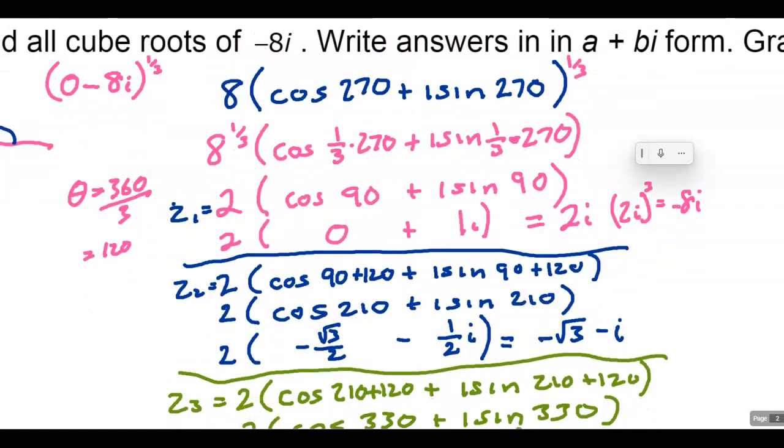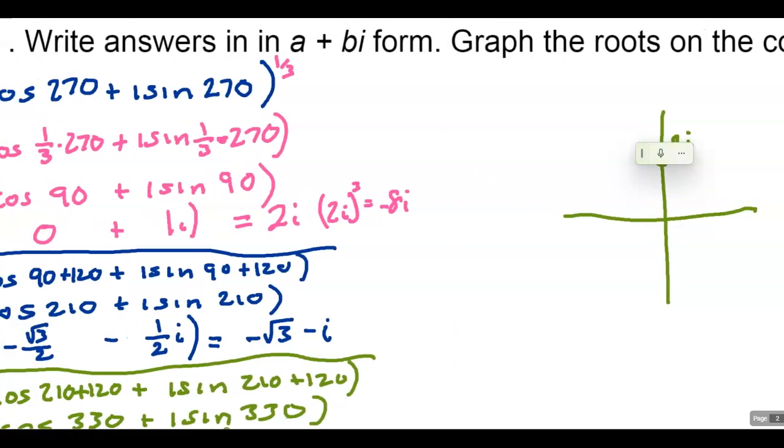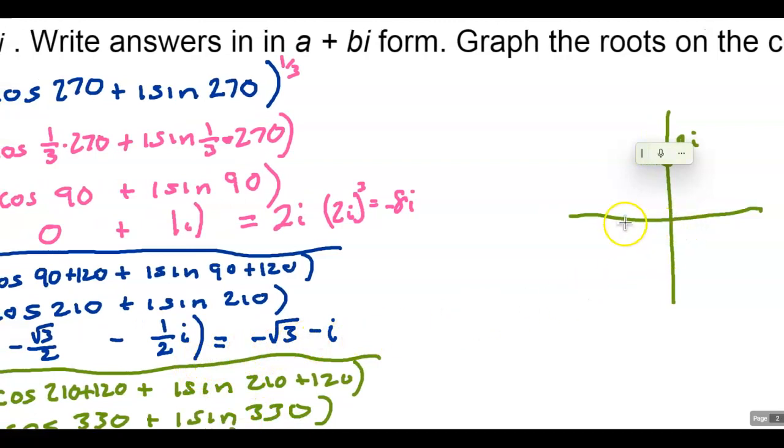Now our directions do say to graph on a complex plane. Okay, so we can go over here, and we're just estimating. Okay, so let's say this is 2i right here. That's our first solution. Right, and then we have negative root 3, negative 1 is down here. That's the next one. And then our third one was just positive root 3 minus i, so that puts it right here. Okay. So that's just a rough sketch of those solutions.